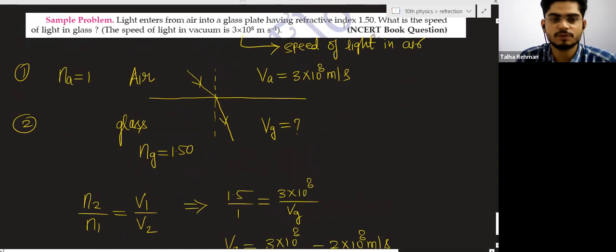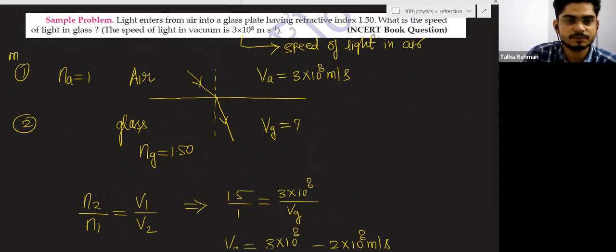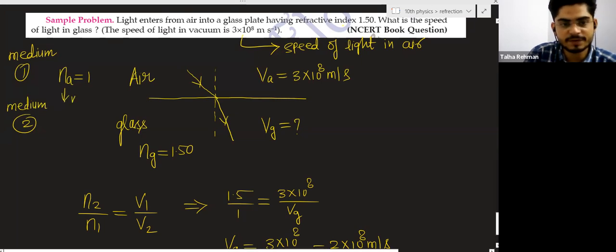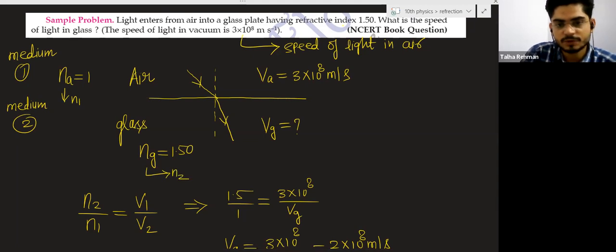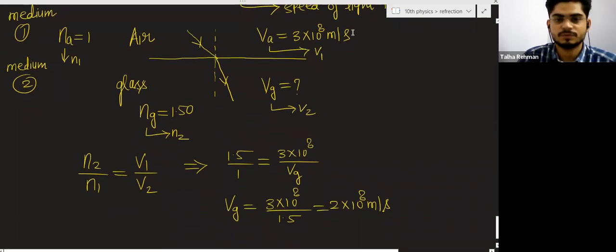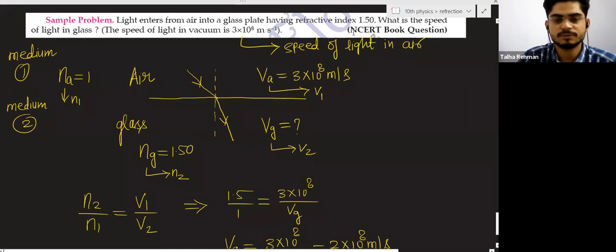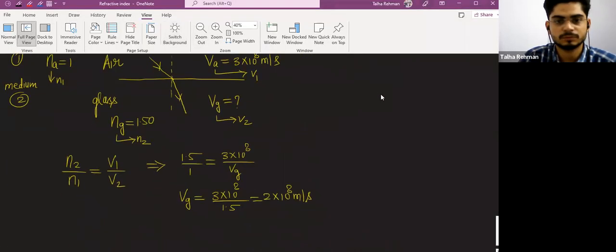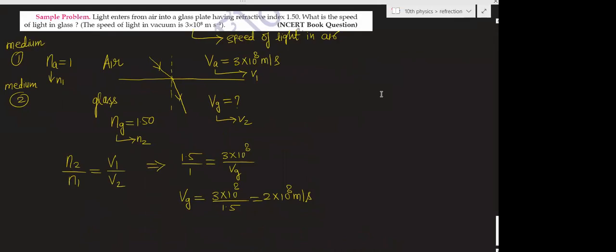So this is the way to solve. This is medium 1. Suppose this is medium 2. So NA means this is N1 and NG means this is N2. VG means this is V2. VA means this is V1. So do you want to note it down? Yes, sir. Okay, just note it down.